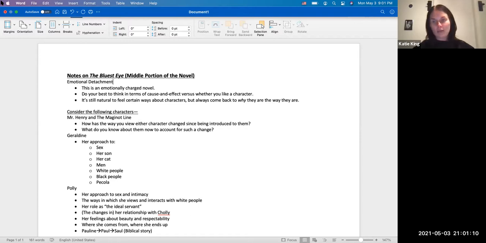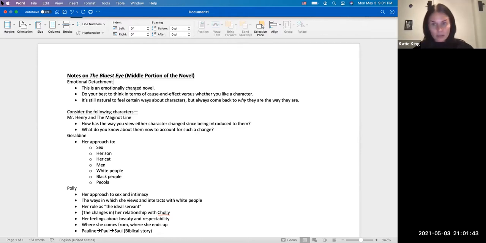Toward the end of this section, we get into this discussion of her as the ideal servant. And what does that mean? And what's being said between the lines, if you will, about people like her who become the ideal servant? What about her relationship with Charlie? Again, how does it start out? Where does it end up? And why?